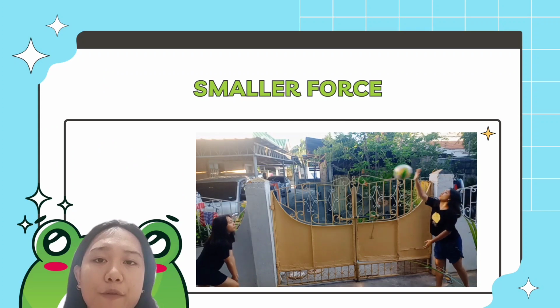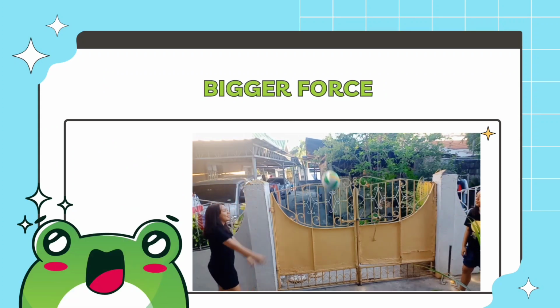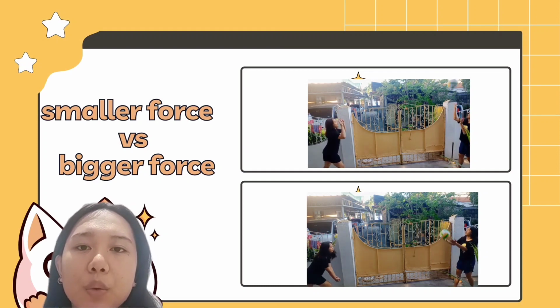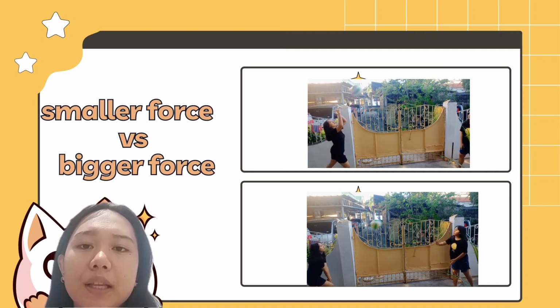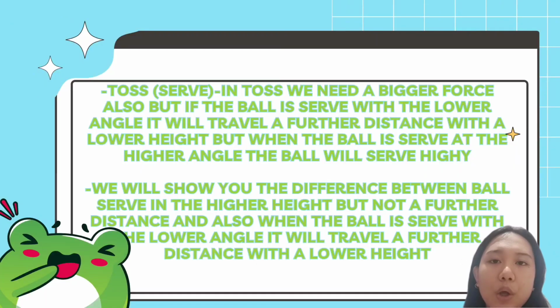This is the smaller force. This is the bigger force. This is both videos of spiking. If you compare the two, you will say that bigger force is only for a bigger court, but for a smaller area, I prefer smaller force. Toss, serve.